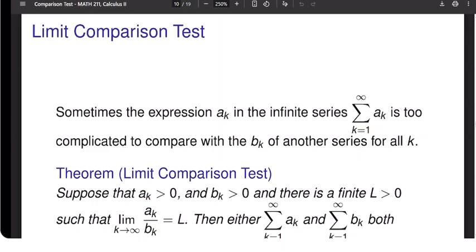Sometimes the expression, a_k, the infinite series, is too complicated to compare with the b_k of another series. This is another reason to use the limit comparison test: the situation where a_k is too complicated to compare. In the ones we've been doing using the comparison test, we were able to identify the alternative. But in this case, instead of the comparison test, we can use the limit comparison test.